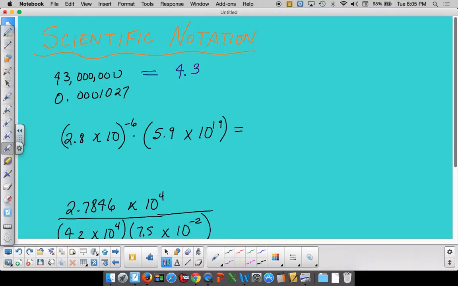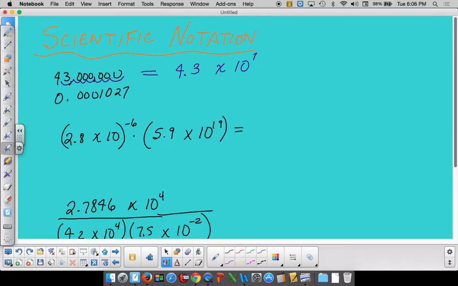I have a 4 to the left. Any other significant digits are going to be on the right. The question is, I know it's times 10 to some power. How did I figure out what power it was going to be? I simply move over 1, 2, 3, 4, 5, 6, 7 decimal places, and so I have 4.3 times 10 to the 7th.